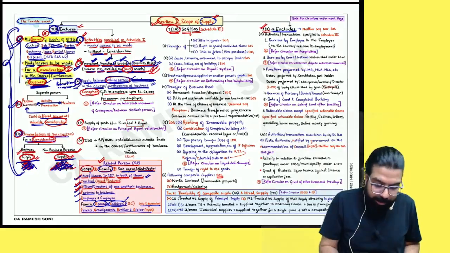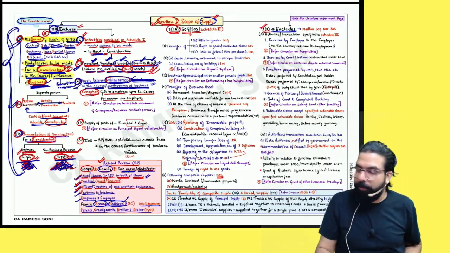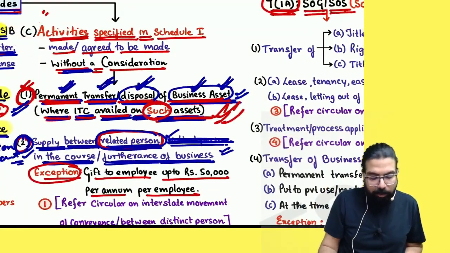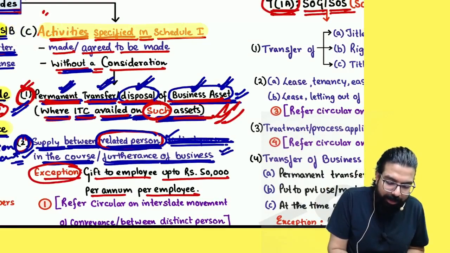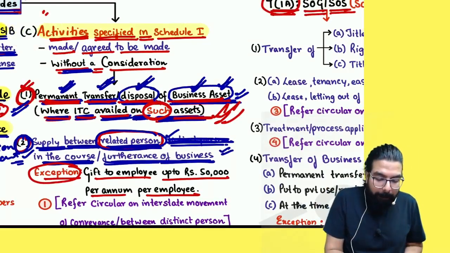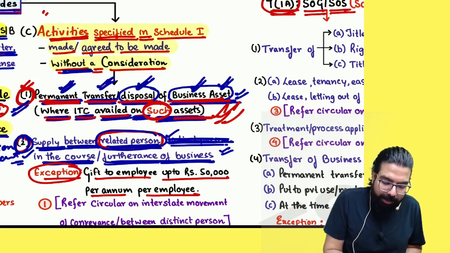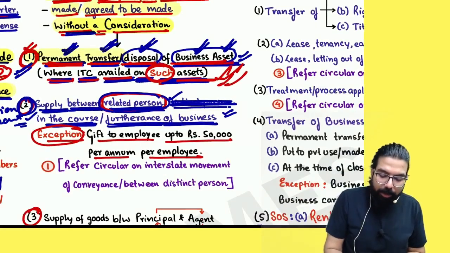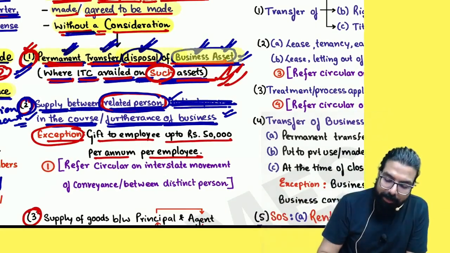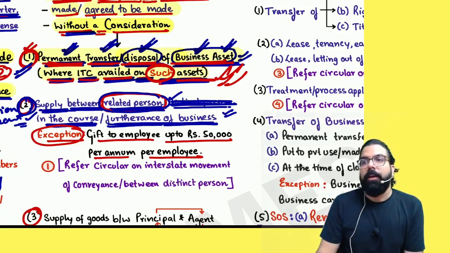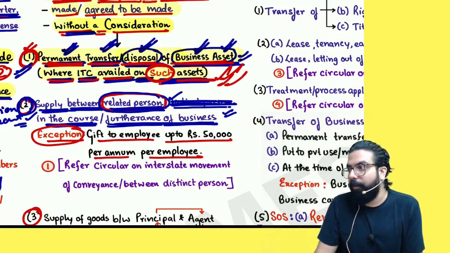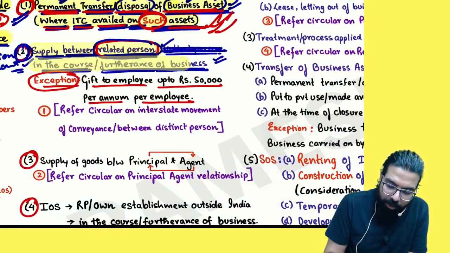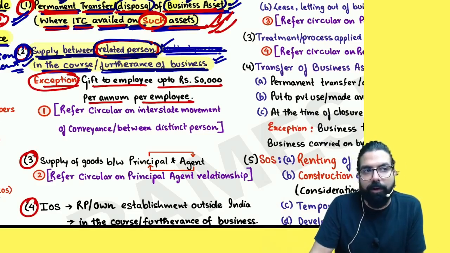Can we go ahead and continue the discussion, everyone? Listen. We were in section number 7(1)(c). I had told you those activities which are specified in Schedule 1, made or agreed to be made without a consideration, also will be considered as supply. Number 1, permanent transfer or disposal of business asset where ITC has been availed on. Everyone is 100% clear with this? Second was supply between related persons in the course or furtherance of business. Is this point clear to all?